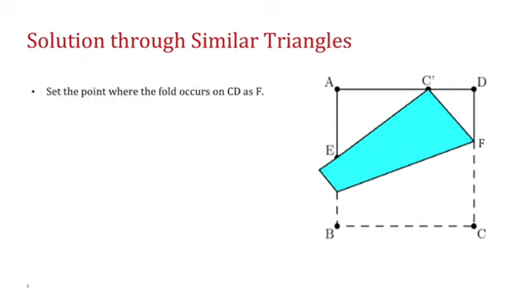Set the point where the fold occurs on CD as F. Then set DF as X, then C'F as 1 minus X, since C'F equals CF due to the symmetry of folding.